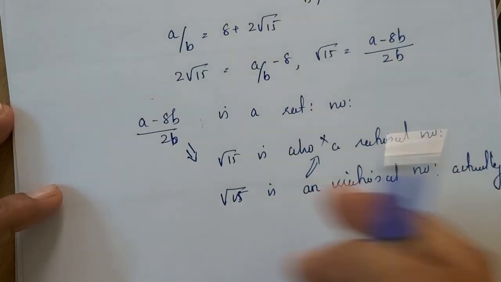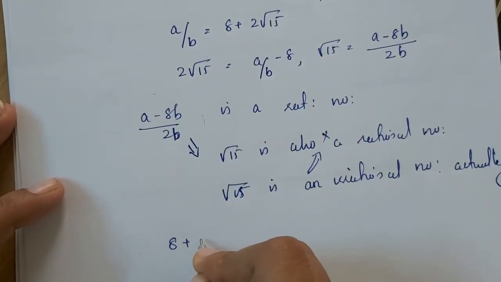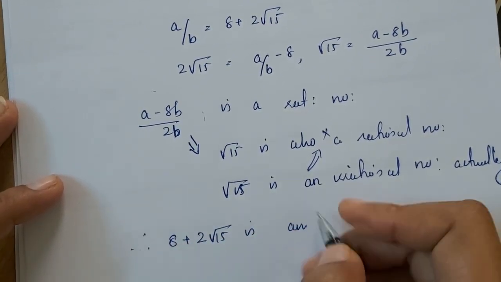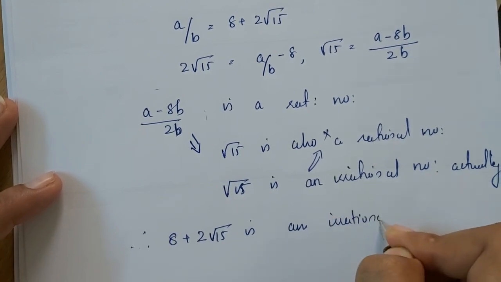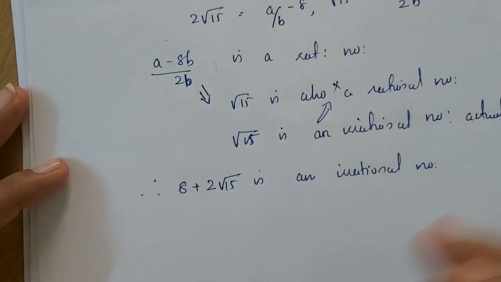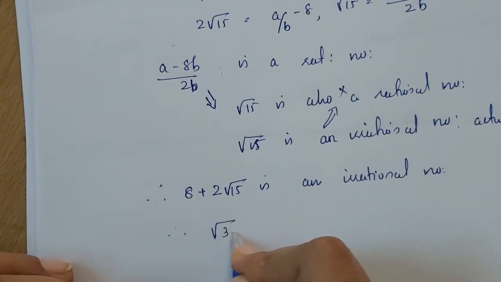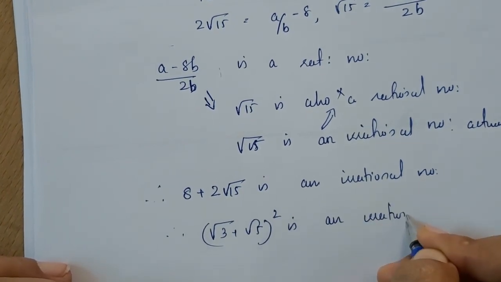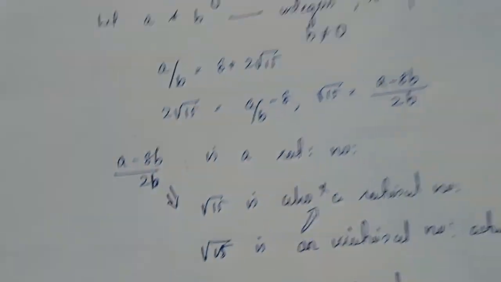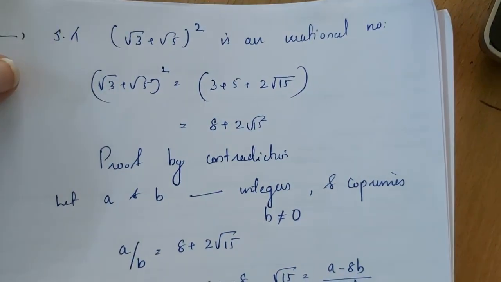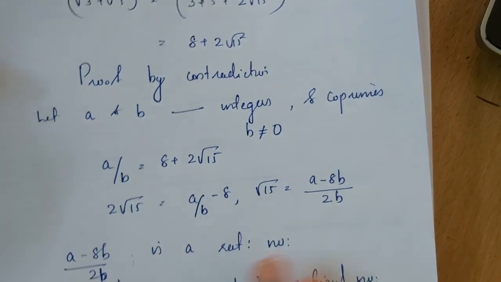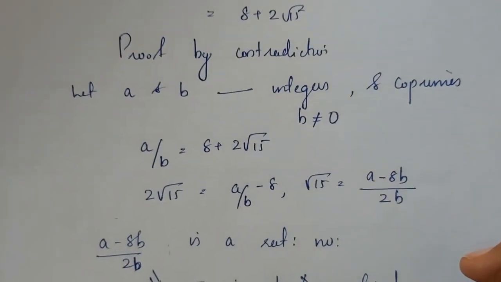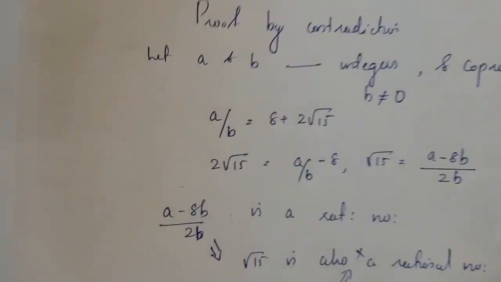So we can say that according to proof by contradiction, 8 plus 2 root 15 is an irrational number. Okay. Therefore, (root 3 plus root 5) the whole square is an irrational number. We discussed a lot of this type of questions, taking a, b in this form, the proof by contradiction method, in previous classes. Please go through the description, a link is provided in the description also.